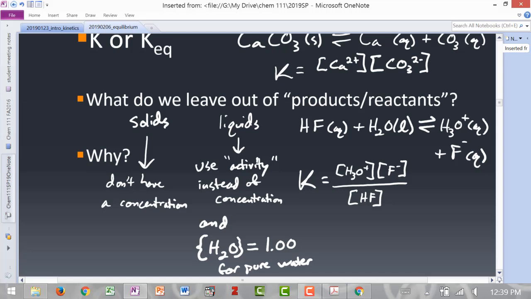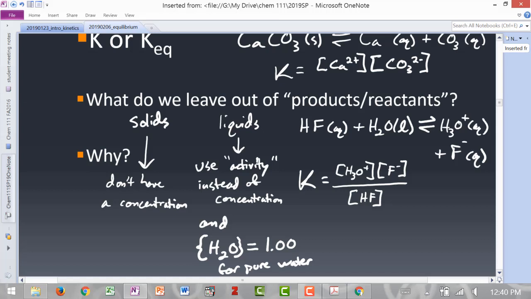I define activity as how much of the material you have relative to that pure material. So pure water, okay, I can get pure water, I can study that. If I have impure water, I can say, well, I have 98% pure water, my activity is 0.98. It's basically a fraction of how much of my material is pure of that chemical.